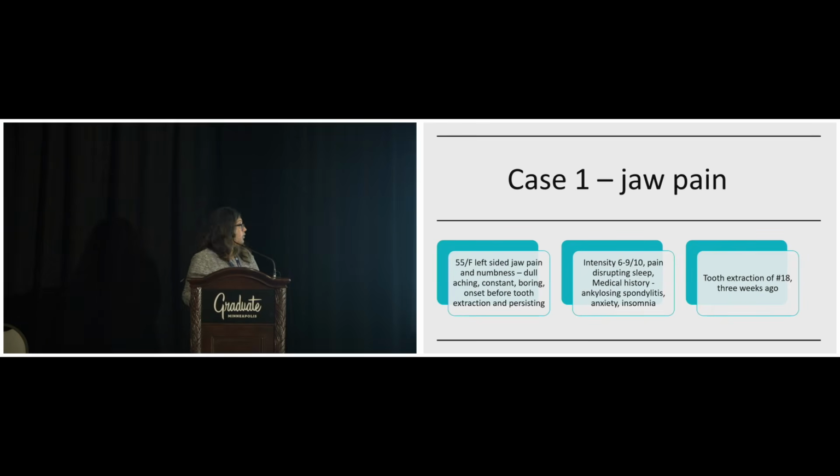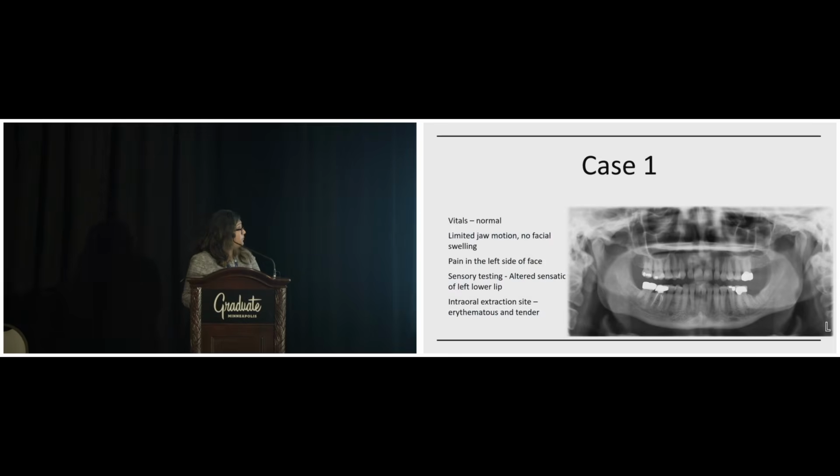She's now noticing paresthesia of the lower left lip. Pain intensity is moderate to severe. Pain is disrupting sleep, affecting quality of life. She's been missing work, not able to spend much time with family. She has a significant medical history. It becomes relevant here because we want to make sure if there is autoimmune arthropathy, we evaluate and rule that out. So the relevant treatment was extraction of 18 three weeks ago.